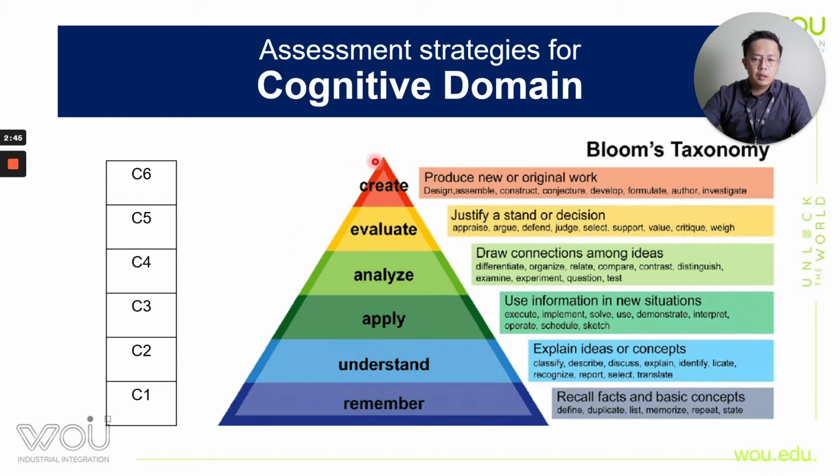Also, we have gone through this cognitive domain in the previous video, where we know that there are 6 levels in the cognitive domain from C1 until C6, with each of these explanations. Like for example, remember is targeting recalling the facts, understand is trying to explain the ideas or concept, apply is whether the student is able to use the information in a new situation, analyze is whether the student is able to draw connections amongst the ideas, evaluate is whether students are able to justify a stand or decision, and finally create is whether students are able to produce new or original work over here.